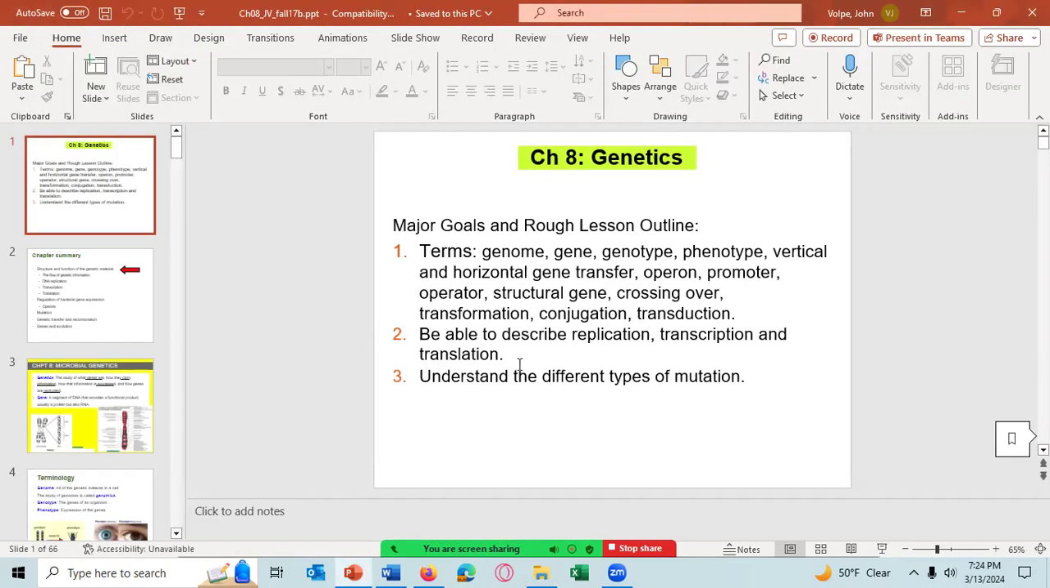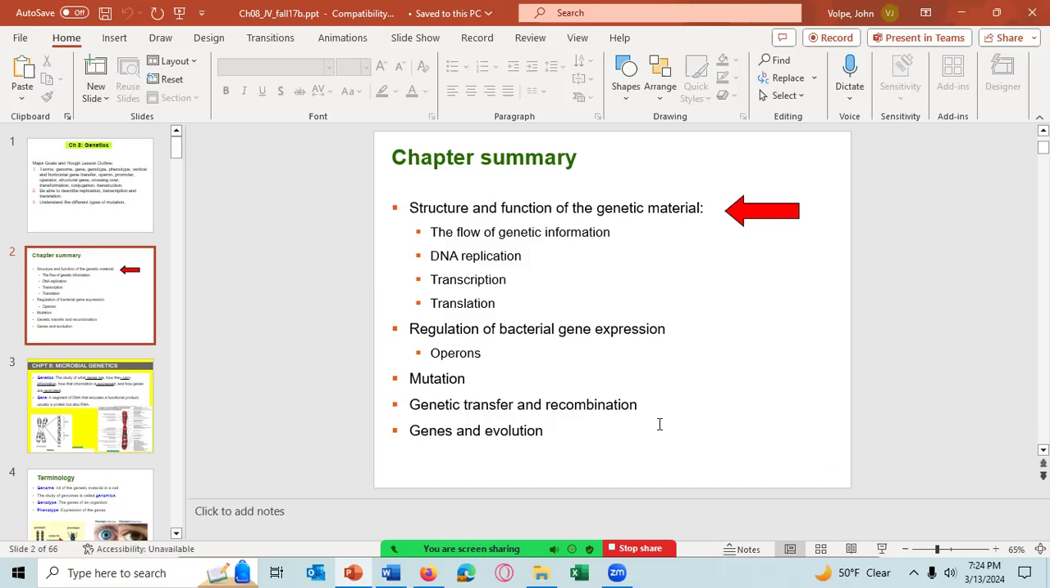In chapter 8, you should know the terms. You should be able to describe DNA replication, RNA transcription, and protein translation. You should understand about the different types of mutation. Oh, and you should understand about the regulation of bacterial gene expression using an operon.